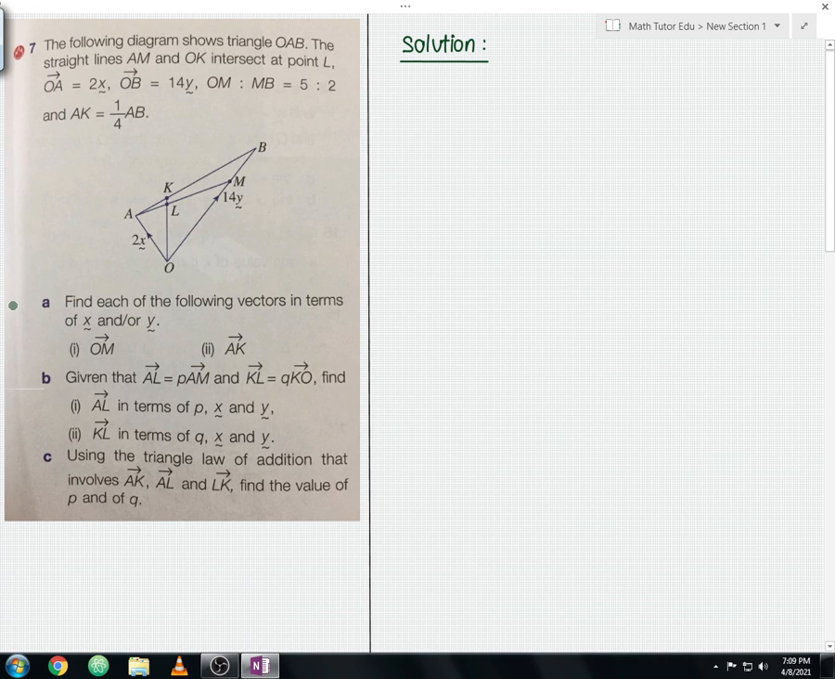For the question part A, find each of the following vectors in terms of component X and or component Y. In this case, they ask us to find vector OM and vector AK. For the question part B, given that vector AL is equals to P vector AM and vector KL is equals to Q vector KO, find vector AL in terms of P, X and Y, vector KL in terms of Q, X and Y. For the question part C, using the triangle law of addition such that involves vector AK, vector AL and vector LK, find the value of P and of Q.